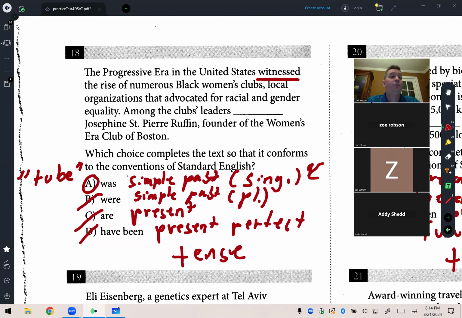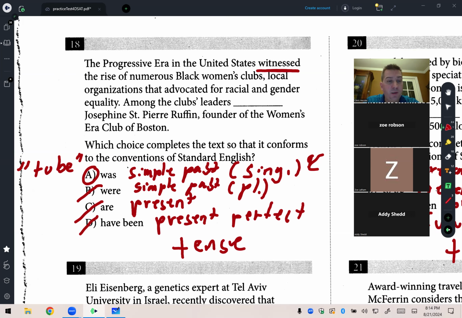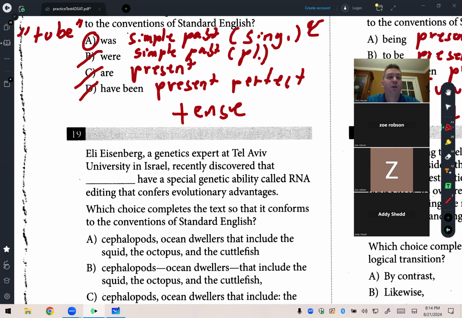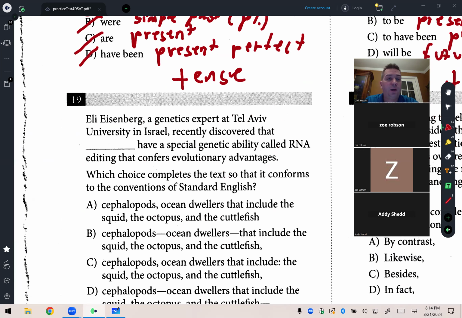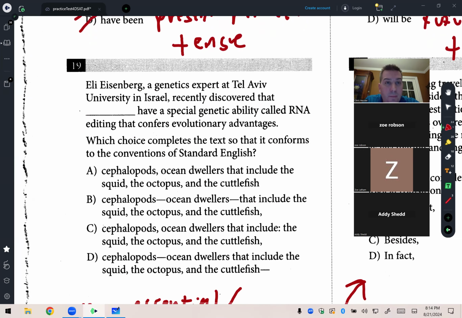Now, if I were going to follow this among the club's leaders and give two people, we would need were. So something like this: Among the club's leaders were Josephine St. Pierre Ruffin and Jane Doe. So we would need were. We would need a plural form of to be if we were going to mention multiple people, but we didn't. We just mentioned one person. So that one was A. Just keep track of how many you miss as we go. This is just all practice for this weekend or a later date if you're taking it later. All right.